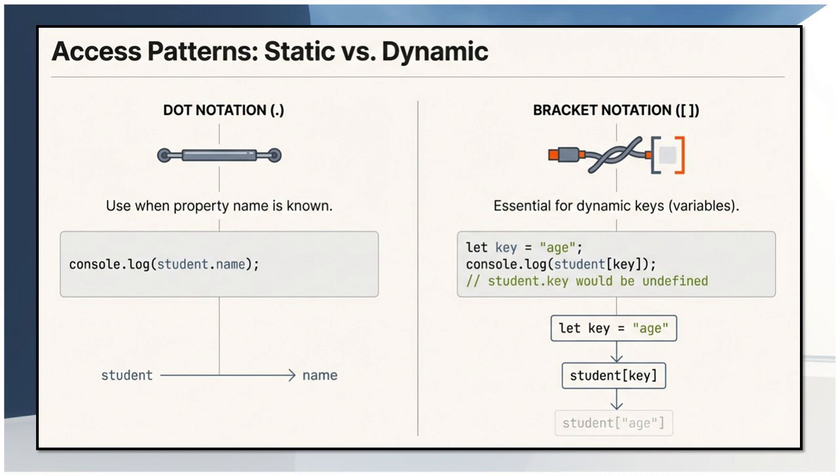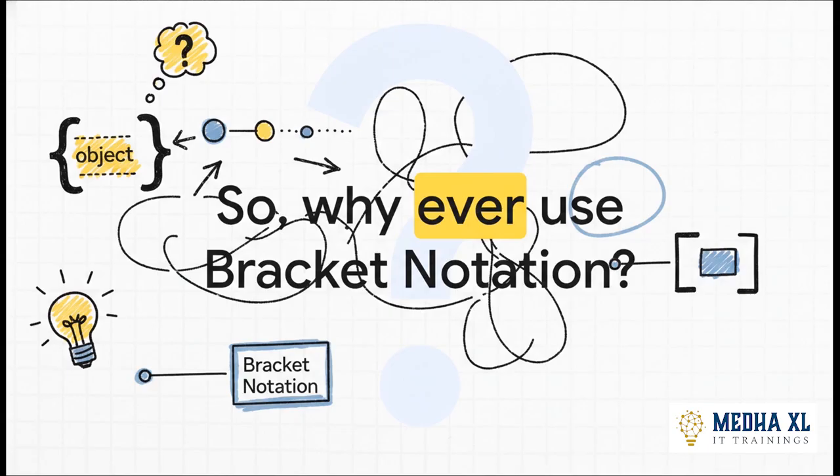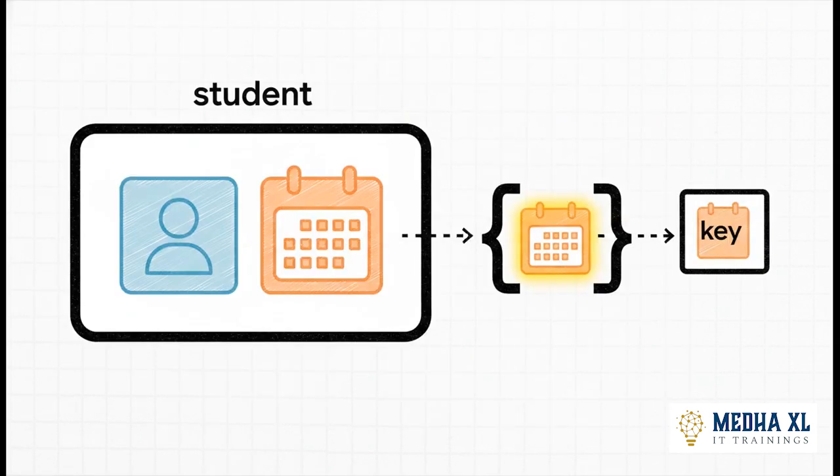And that's the logical next question, right? If dot notation is so easy and so common, why on earth does this other, slightly clunkier method even exist? And this is the million-dollar answer. Bracket notation is your superpower for when the key is dynamic, when it's stored inside a variable. Look at this example. We want to get the property whose name is stored in the key variable. If we tried to write student.key, JavaScript would literally look for a property named key. It has no idea we mean age.